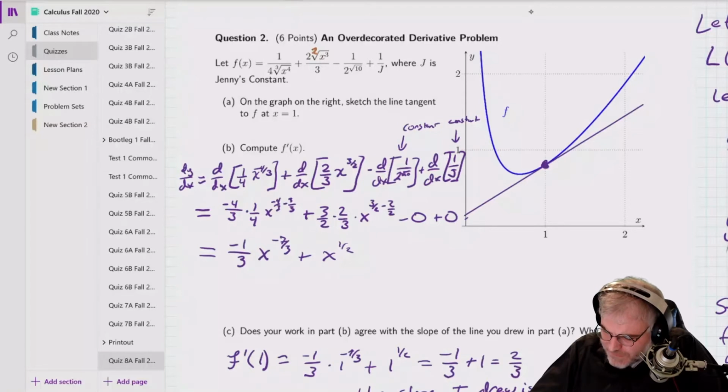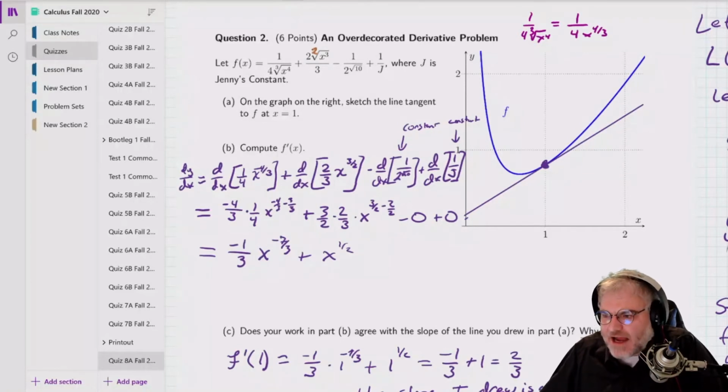So let's look at this. When we have this piece, 1 over 4 times the cube root of x to the 4th, what I'm going to do is convert this carefully. 1 over 4, and then I'm going to have x to the 4 over 3. I cannot tell you how many times I put that 3 on top and the 4 on the bottom. And then what I've really got here is 1 over 4 x to the negative 4 over 3.